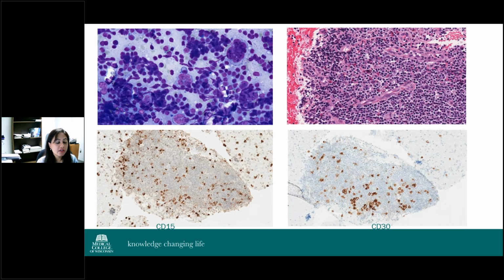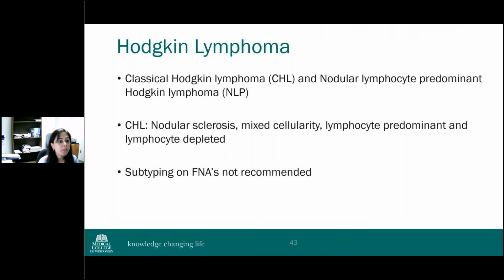So this was actually a very nice cell block, and as you can see, there are some eosinophils which we can appreciate on the cell block. Interestingly, these eosinophils we could not see on the aspirate, which was strange, but we performed the stains on the cell block, and as you can see, the CD15 and the CD30 is highlighting some of these larger cells. So this was a case of a classic Hodgkin lymphoma.